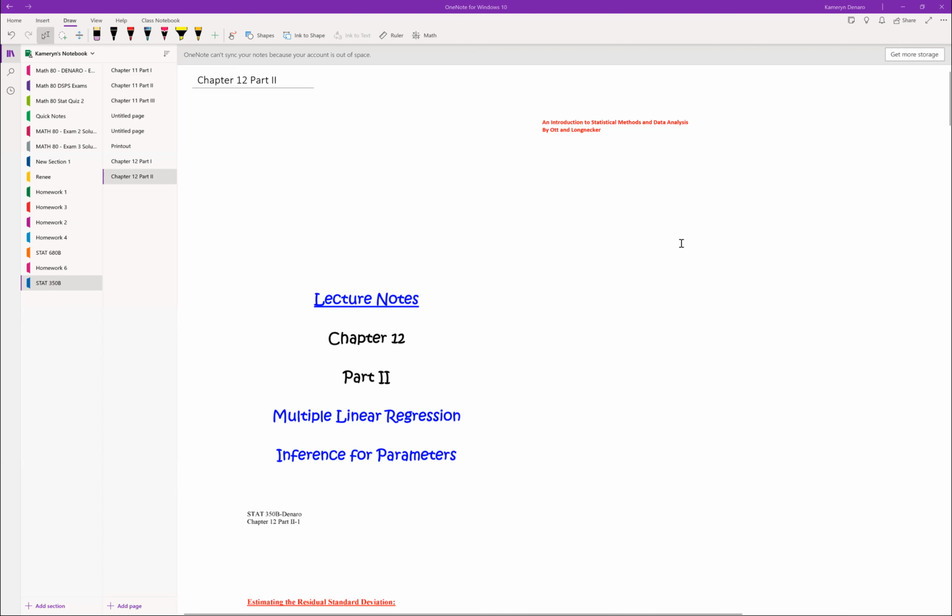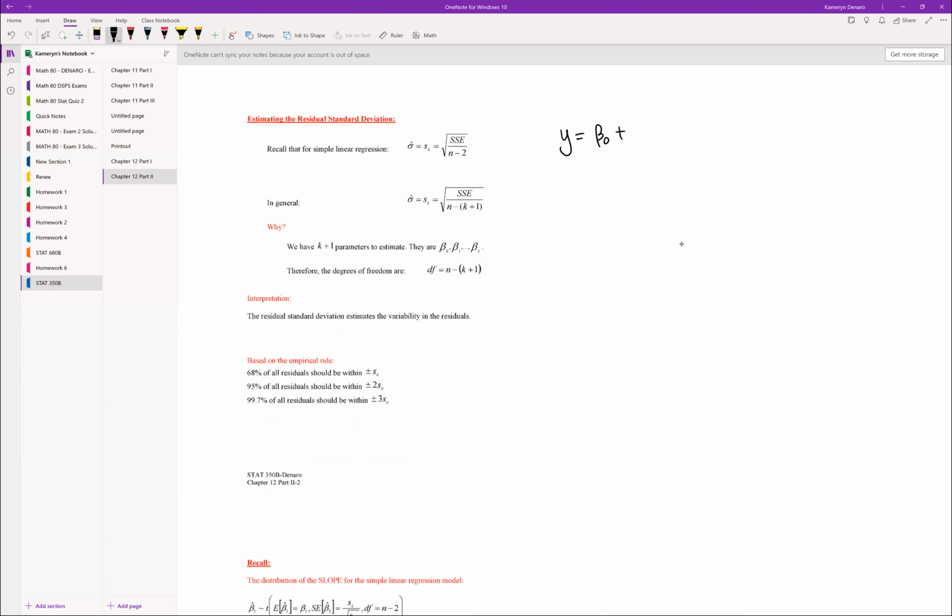All right, first things. We're going to be estimating the residual standard deviation with S epsilon. Remember that for simple linear regression, S epsilon is found by taking the square root of SSE over n minus 2. In this case, we have the model y equals beta 0 plus beta 1 x1 plus epsilon. So we only have two things that we're estimating. That's where we get the n minus 2. We have the slope and an intercept.